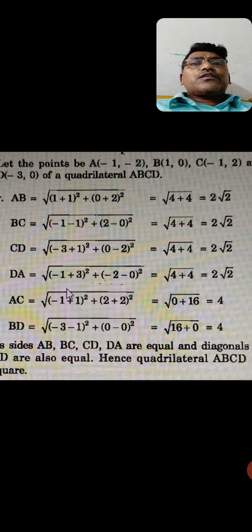That is AC, AC is the diagonal. By using the vertices A and C and applying the distance formula, we get 4. Similarly, by using the B and D vertices, we get the length of BD equal to 4. By observing this, all sides are equal and the lengths of the two diagonals are also equal. So now we are confirmed that these vertices are going to form a square only.